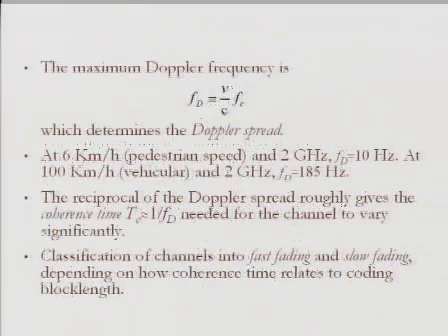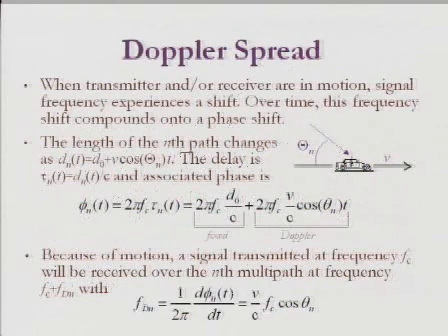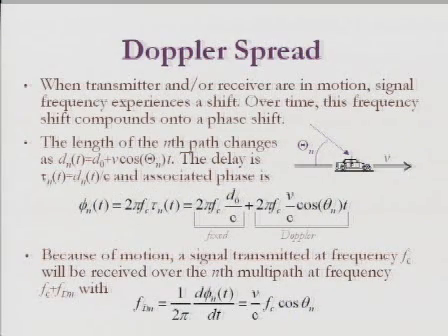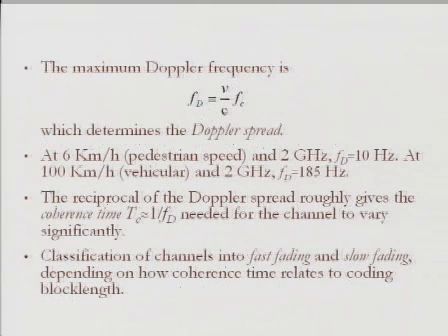The maximum Doppler frequency is when the cosine is equal to 1. So the maximum value of the frequency shift is this factor over here, since the cosine cannot be bigger than 1 or smaller than minus 1. So that's called the Doppler spread. And we saw that typical values at 2 gigahertz are on the order of a few hertz if we just have a walking speed, and on the order of 100 or 200 hertz if we have a vehicular speed.